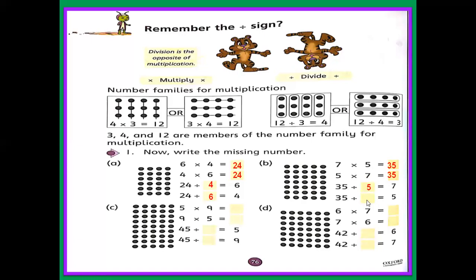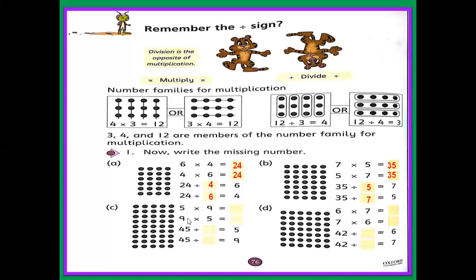So 35 is also in the table of 5. 5 ones are 5. 5 twos are 10. 5 threes are 15. 5 fours are 20. 5 fives are 25. 5 sixes are 30. 5 sevens are 35.